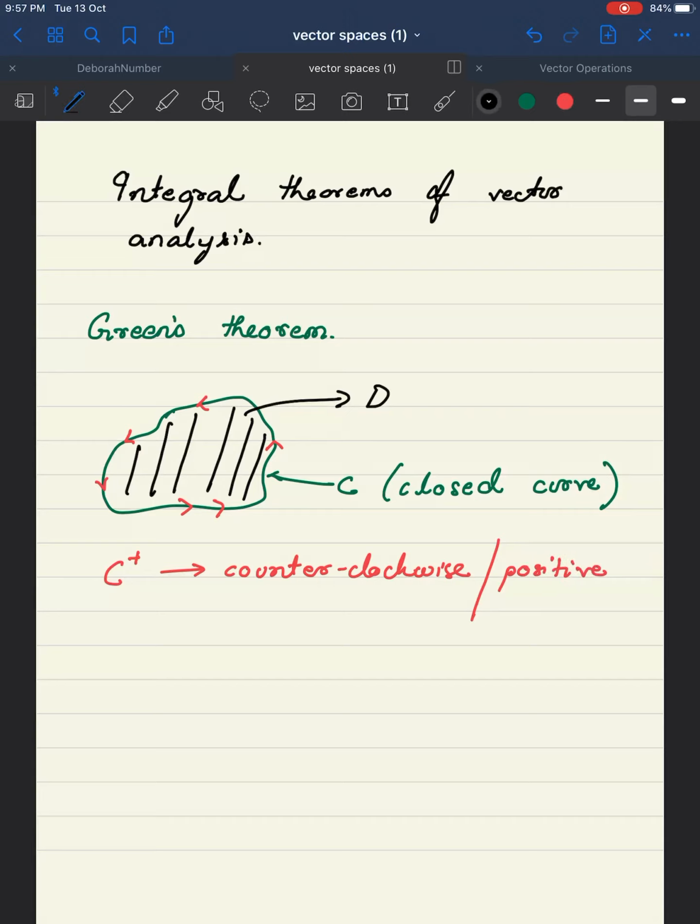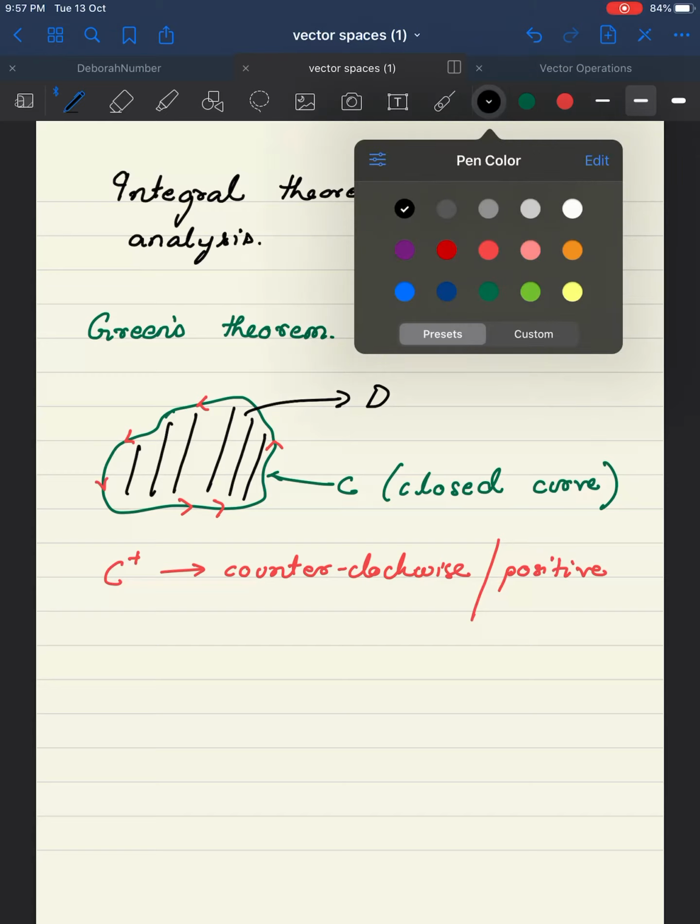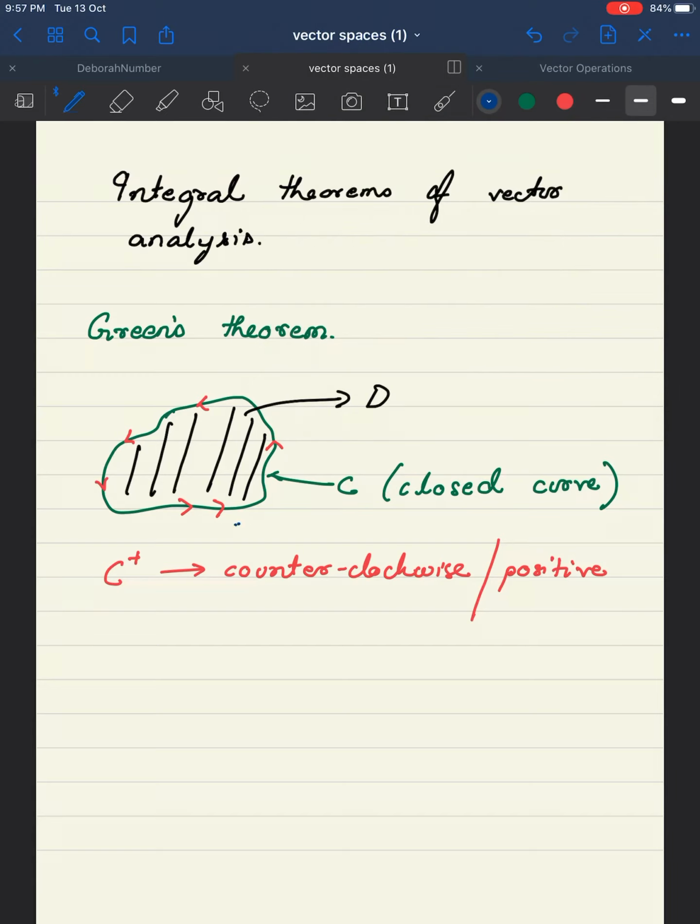And if you go the other way, which is the clockwise direction, then you traverse the curve in a negative sense. Okay, so this is your clockwise, and negative. It's important to agree on the orientation of the curve, because you'll see that it makes a little bit of difference in the results.